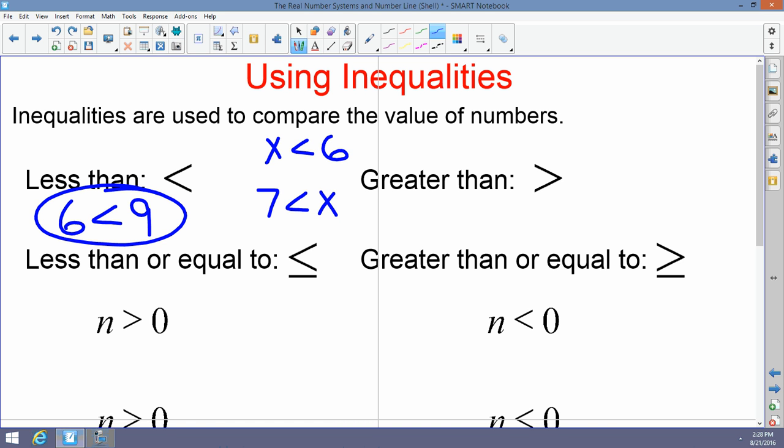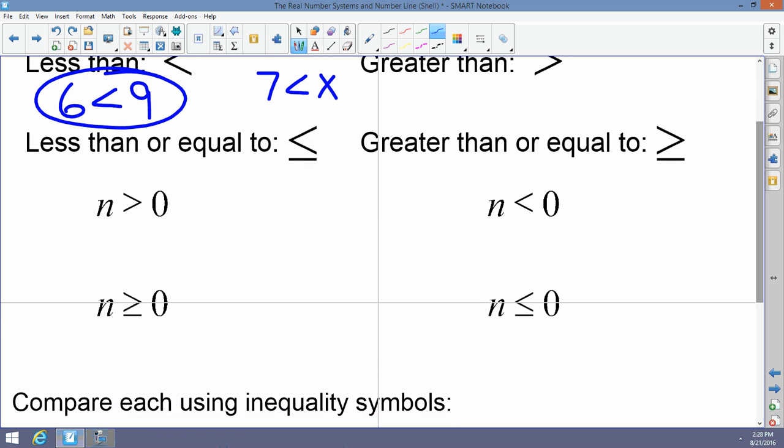Now, a couple things that I would like you to really understand and remember throughout the course is the following. Let's say I have n is greater than 0. Well, I want you to really understand that this is just signifying a positive number. If a number is greater than 0, that means it cannot be negative. It's a positive number. So even if it's 0.000000001, that's already a positive number.